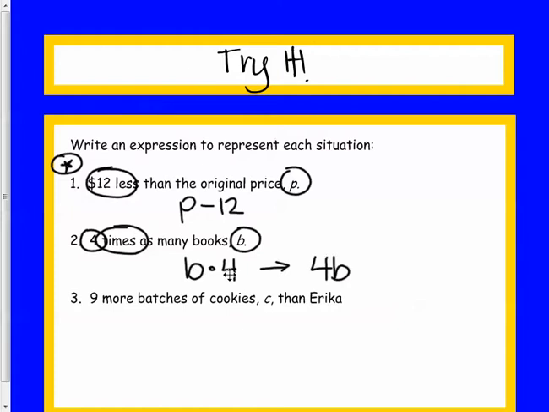So if you had B times 4 or 4 times B, then I want you to make sure you write it like this with no dot in between and no gap. So this is like I have 4 of some unknown. Next, 9 more batches of cookies. So 9 more, and it's C. So C plus 9.